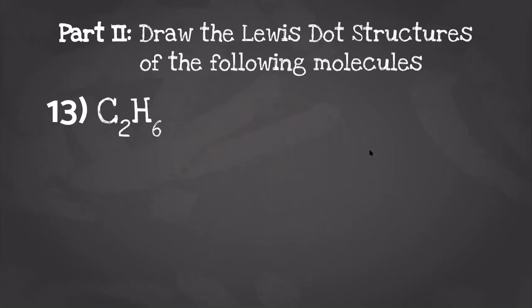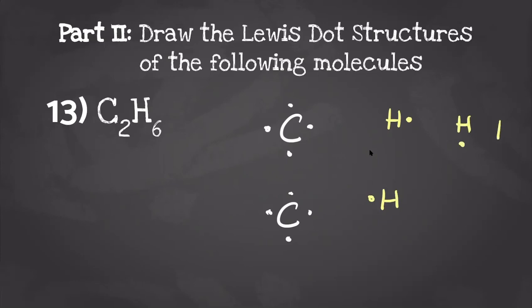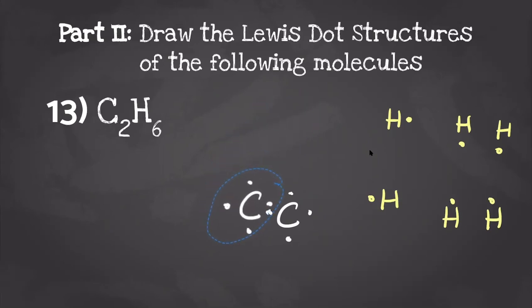Here we have ethane, or C2H6. Carbon is going to have 4 valence electrons. We have 2 of them. And we have 6 hydrogens. And each one is going to have 1 valence electron. So now let's move our pieces into place.